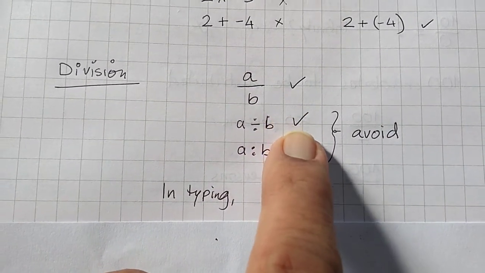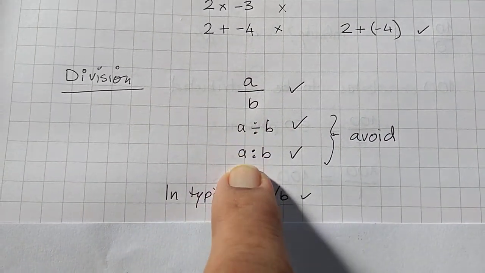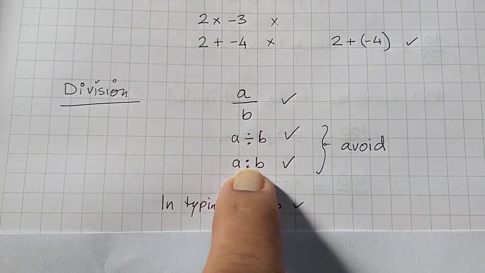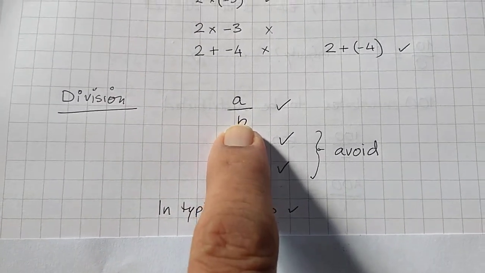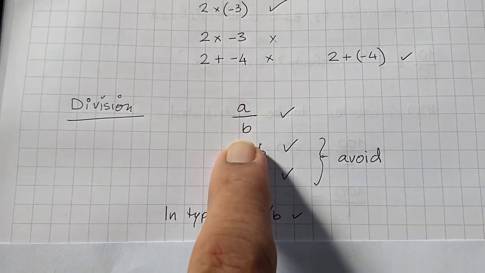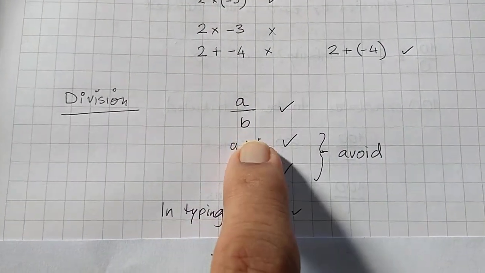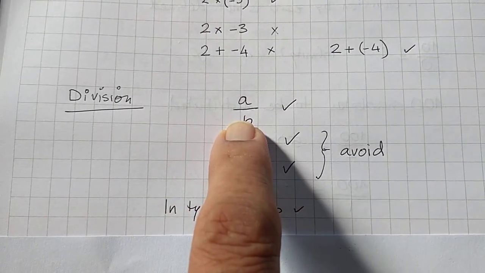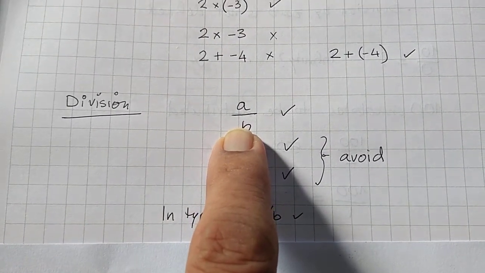But I would like you now to start avoiding this convention, these signs, and write a divided by b as a fraction, a over b. Okay. These are correct, but I would like you to use that as far as possible.